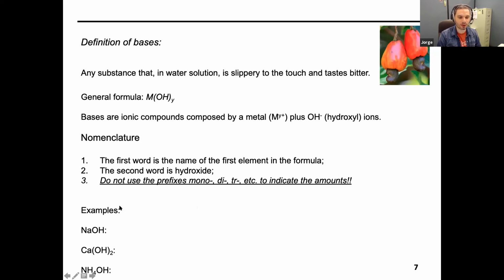Okay, so let's cover here 3 examples. First one is NaOH. Second one is Ca(OH)2. And the third one, NH4OH.